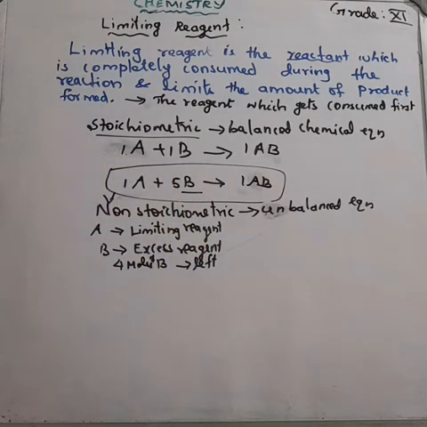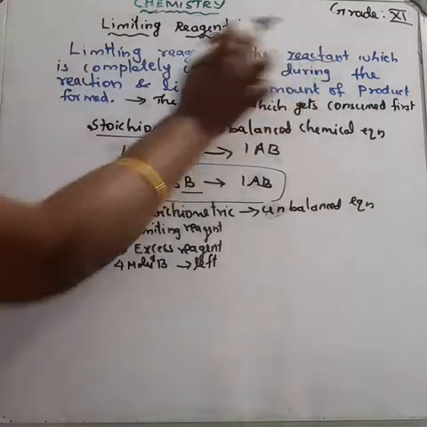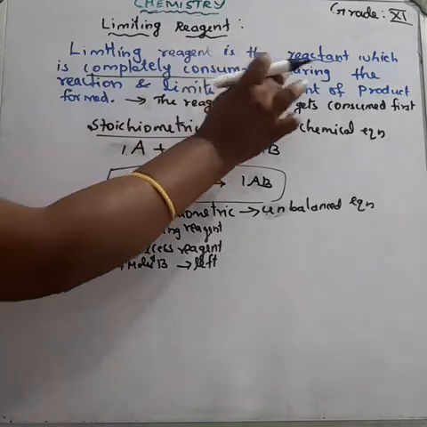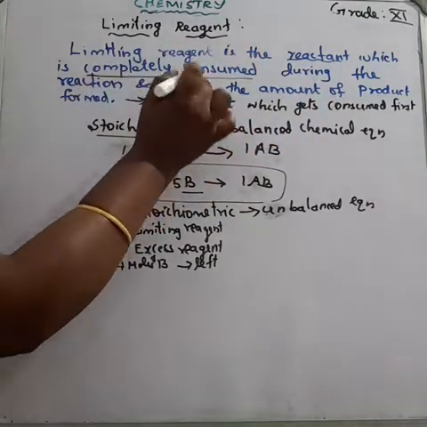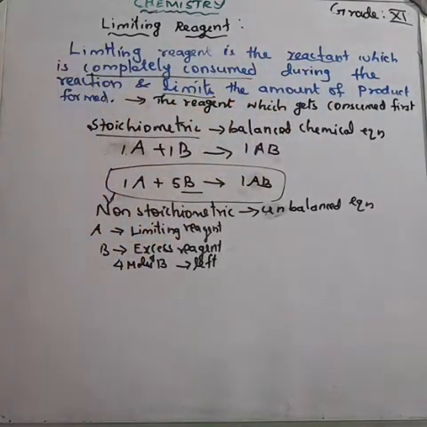Understood? So what do you mean by limiting reagent? The limiting reagent is the reactant which is completely consumed during the reaction and limits the amount of product formed. So in total, the limiting reagent is the reagent which gets consumed first. Understood? When I explain with an example, you can clearly understand.